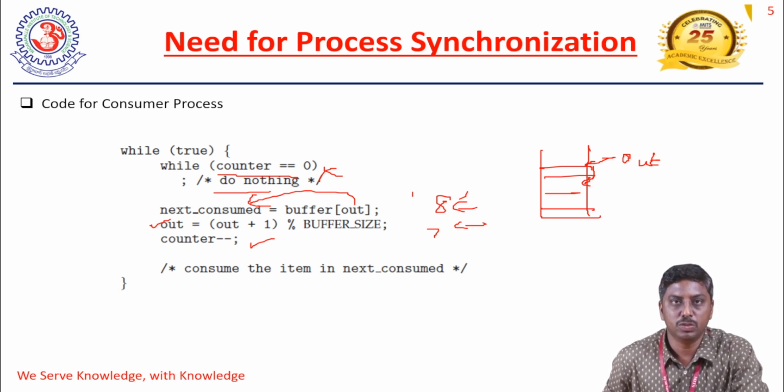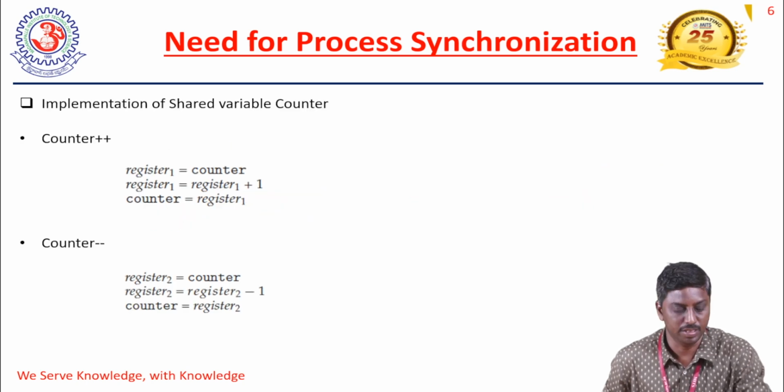But because these two codes, either the producer or the consumer, are written in a high level language, this counter plus plus or counter minus minus appears to us as a single statement. But actually, these are high level languages, and when translated to machine level language, these are not a single statement. These will come into 3 different statements. Let's see what those statements are.